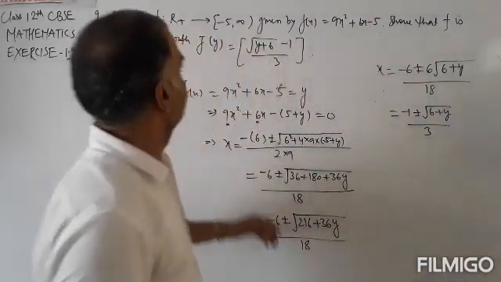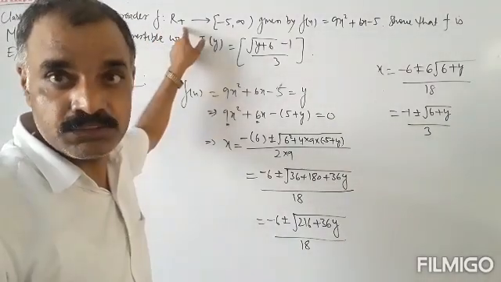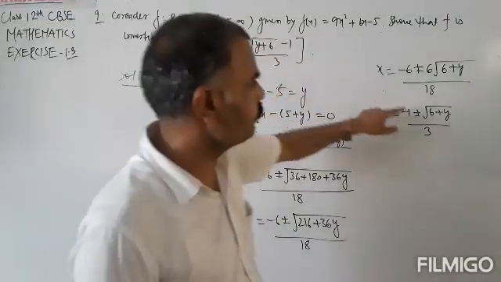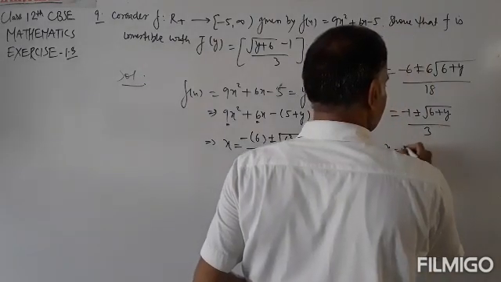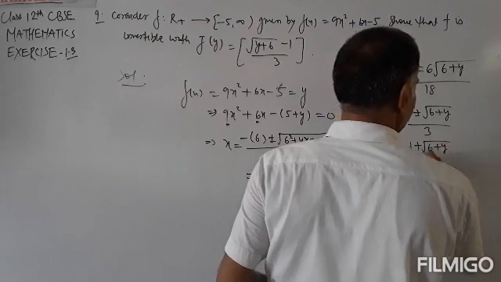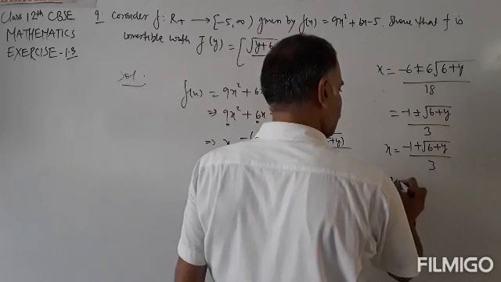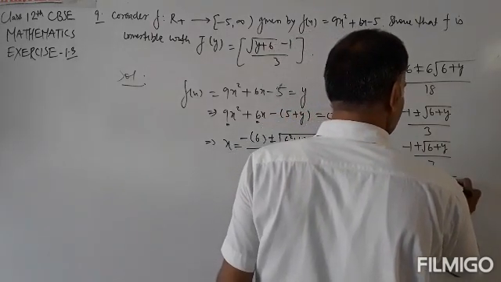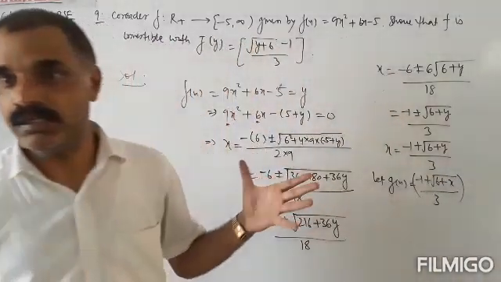But the function is from R plus, meaning the domain is the set of positive real numbers. That is why it should be positive, so remove the negative sign. So x is equal to minus 1 plus under root 6 plus y upon 3. And this x is g. So let g(x) be equal to minus 1 plus under root 6 plus x upon 3. So this is g(x).